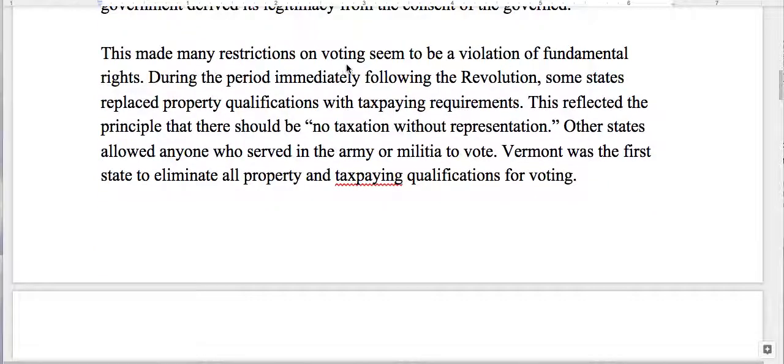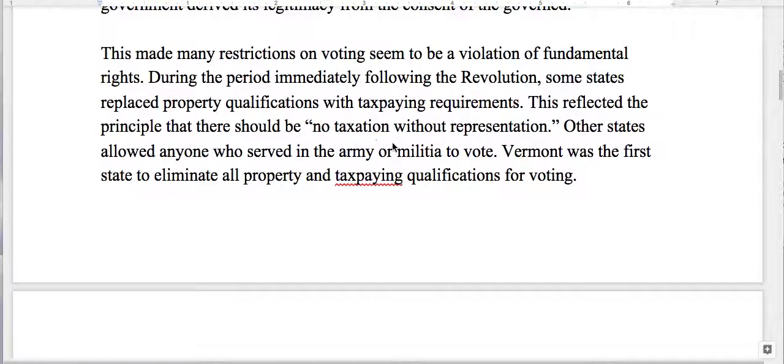This made many restrictions on voting seem to be a violation of fundamental rights. During the period immediately following the revolution, some states replaced property qualifications with tax-paying requirements. This reflected the principle that there should be no taxation without representation. Other states allowed anyone who served in the army or militia to vote. Vermont was the first state to eliminate all property and tax-paying qualifications for voting.